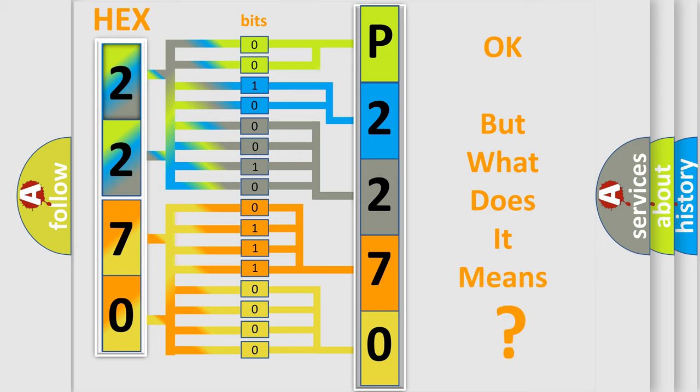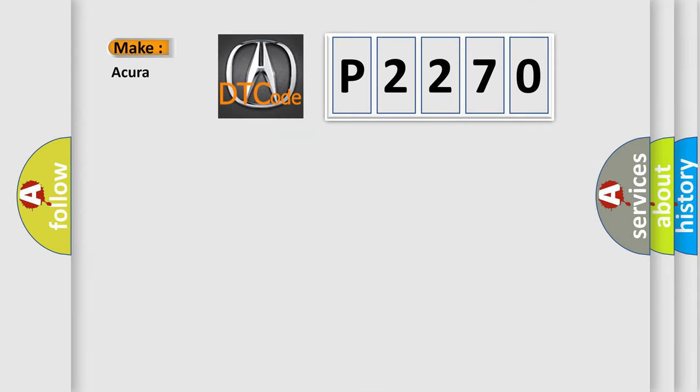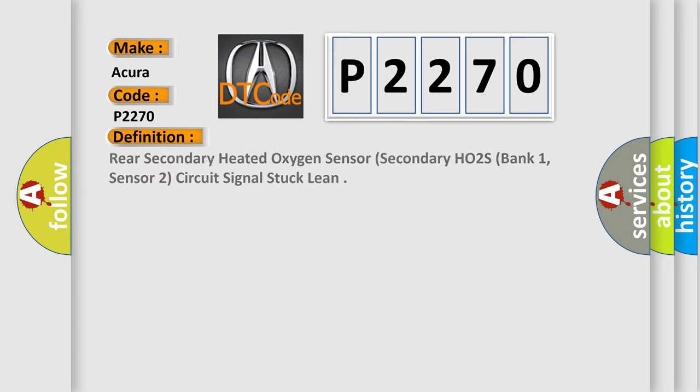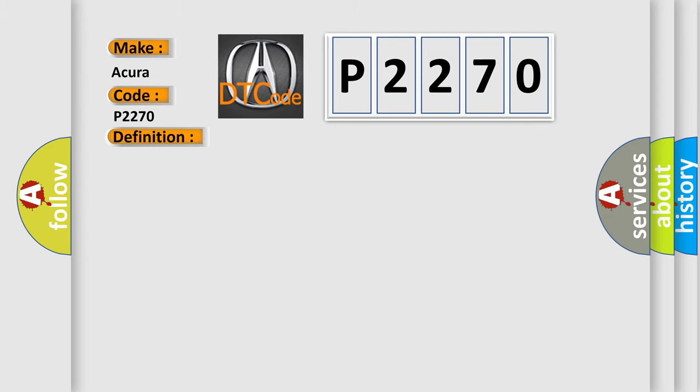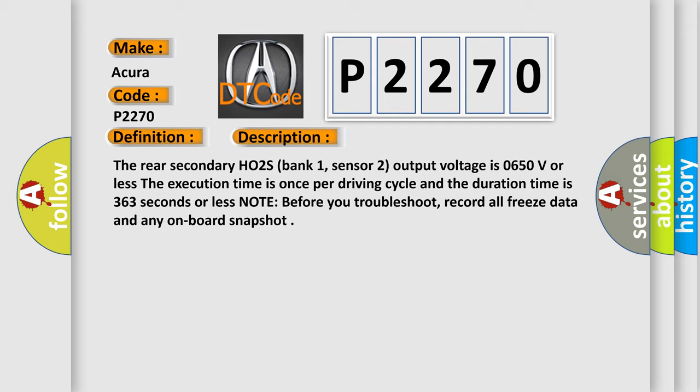The number itself does not make sense to us if we cannot assign information about what it actually expresses. So, what does the diagnostic trouble code P2270 interpret specifically for Acura? The basic definition is rear secondary heated oxygen sensor, secondary HO2S, bank 1, sensor 2, circuit signal stuck lean. And now this is a short description of this DTC code. The rear secondary HO2S bank 1, sensor 2 output voltage is 0.650V or less. The execution time is once per driving cycle and the duration time is 363 seconds or less.